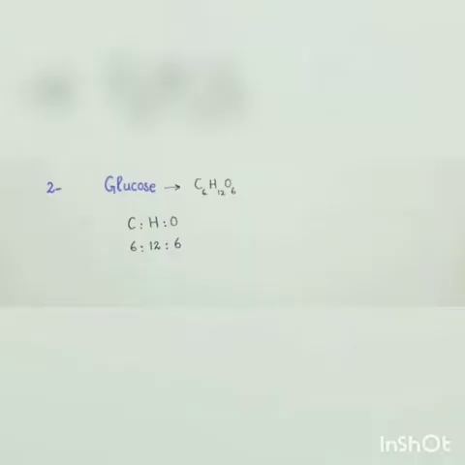Now come to the second example, that is glucose, and its chemical formula is C6H12O6. When we write ratios of atoms in this compound, that is carbon, hydrogen and oxygen, there are 6 atoms of carbon in glucose, so we write 6 under carbon. There are 12 atoms of hydrogen in glucose, so we write 12 under hydrogen, and there are 6 atoms of oxygen, so we write 6 under oxygen.